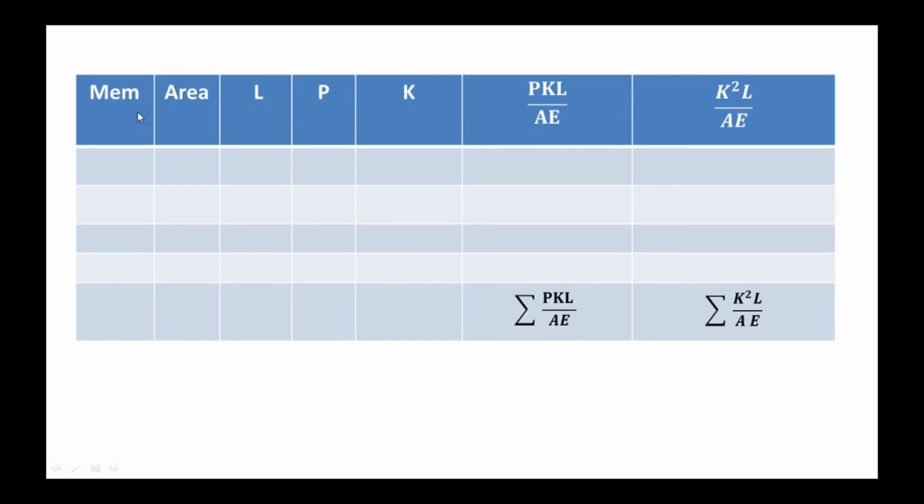Then this is a table: member, area of member, length of member. P is the forces in the frame due to the applied load, and K is the forces developed in the members due to application of a pair of unit loads at the redundant. This is PKL by AE. This becomes the summation of PKL by AE, and K square L by AE, the summation of K square L by AE. So we get the summation of PKL by AE and the summation of K square L by AE, so easily we can find X.